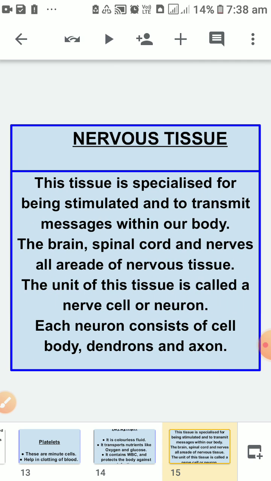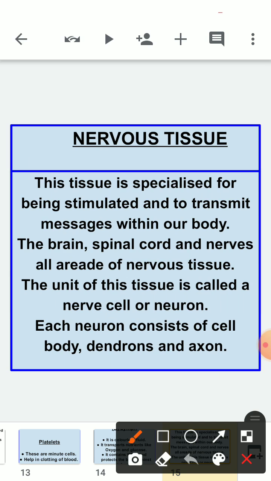Now the last type of tissue which we are going to learn is nervous tissue. The word nervous relates to the brain. This tissue is specialized for being stimulated and to transmit messages within our body. The brain, spinal cord and nerves all are made of nervous tissue.